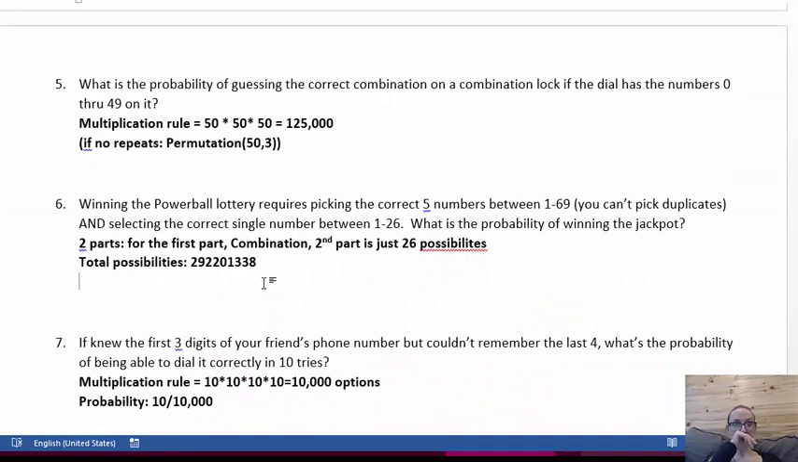All right, so here's my total number of possibilities. Again, we have a probability question here. The probability of winning the jackpot, you have to get all of those numbers right to win the jackpot. So that would be 1 out of, again, that total number of possibilities. So this is 1 out of almost 300 million, which is a very small probability of winning.